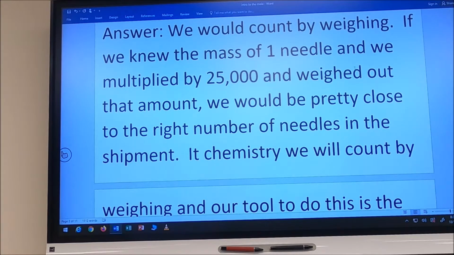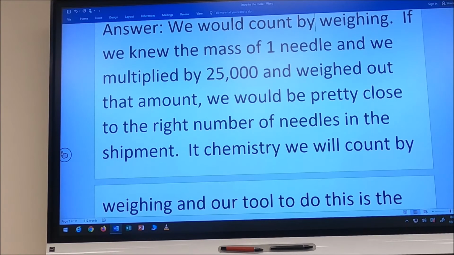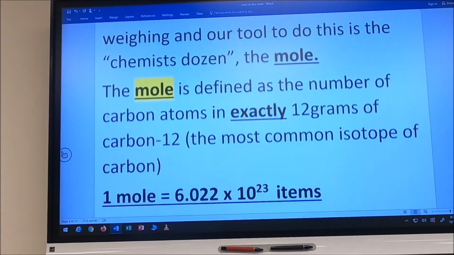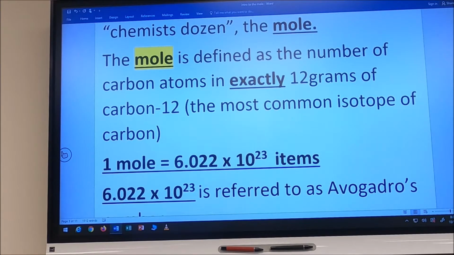That's where the mole comes in. The mole is also referred to as the chemist's dozen. A mole is defined as the number of carbon atoms in exactly 12 grams of carbon-12. Remember, carbon-12 is an isotope of carbon. It has 6 protons and 6 neutrons, and it's the most common isotope of carbon. It's a very common atom.